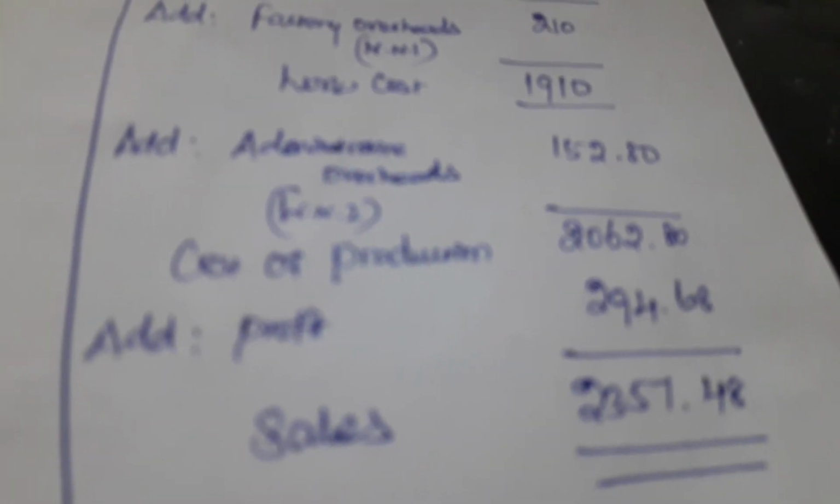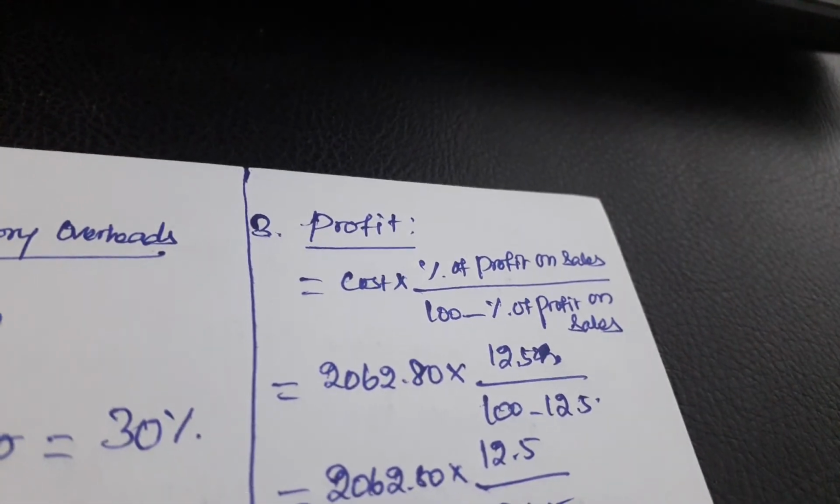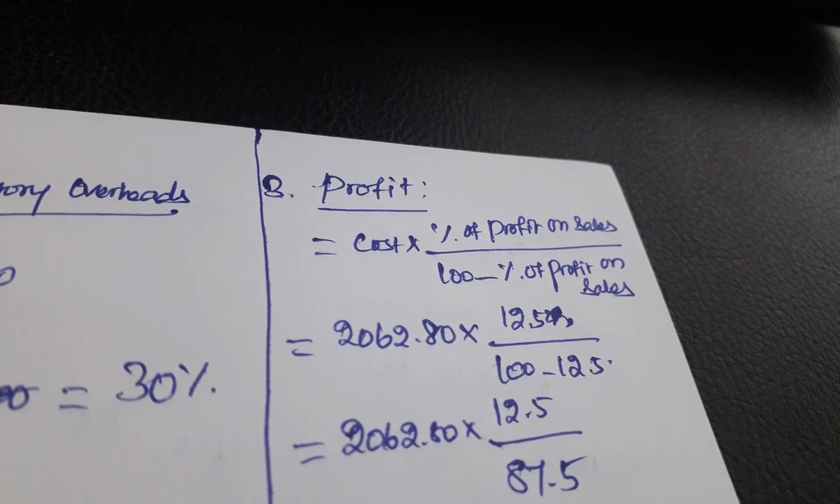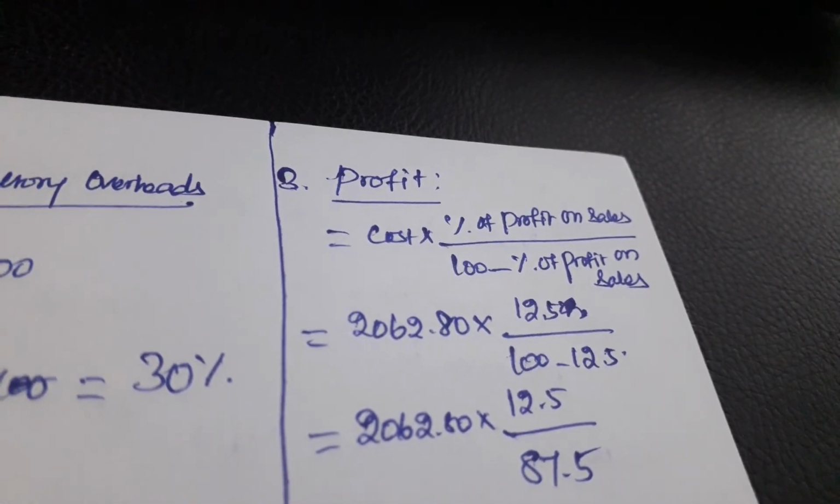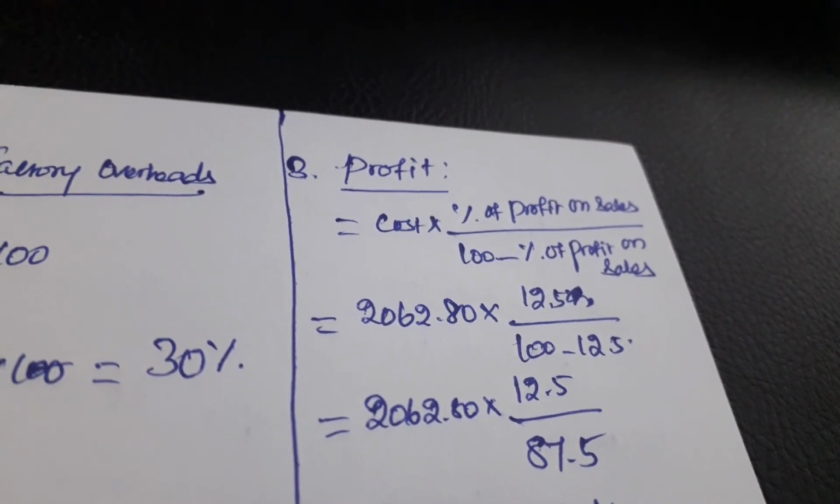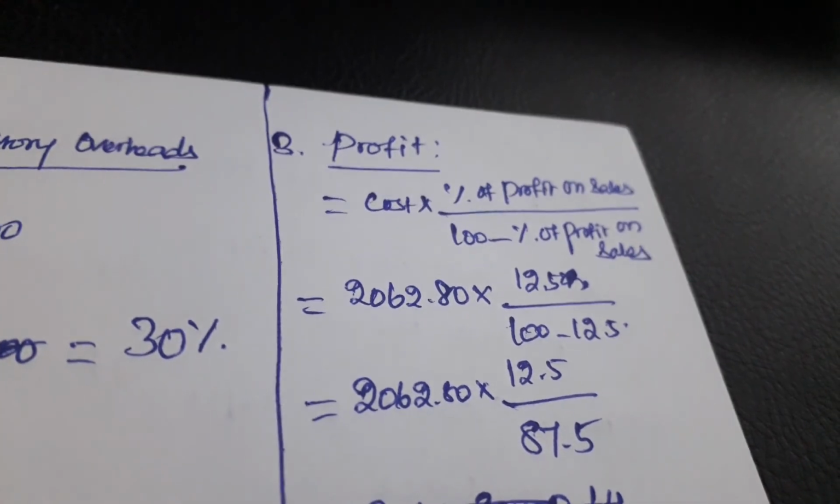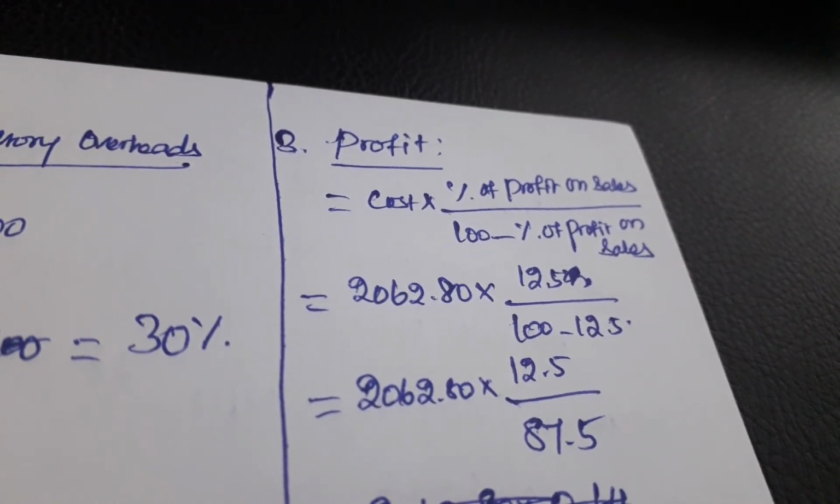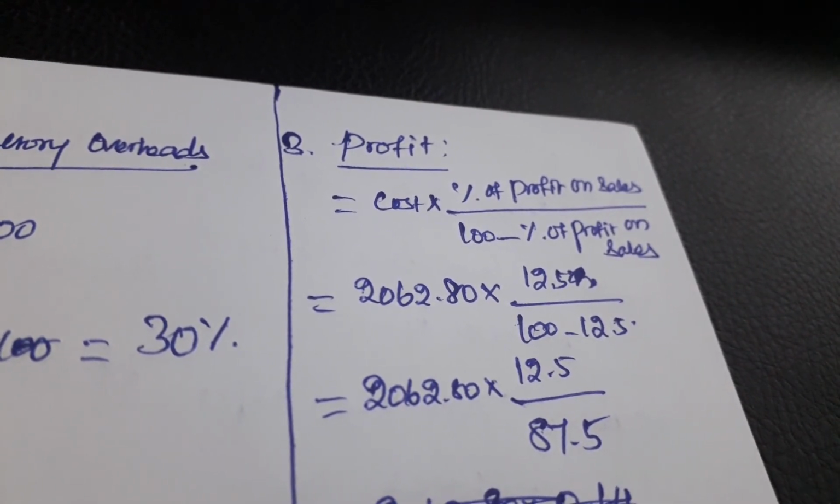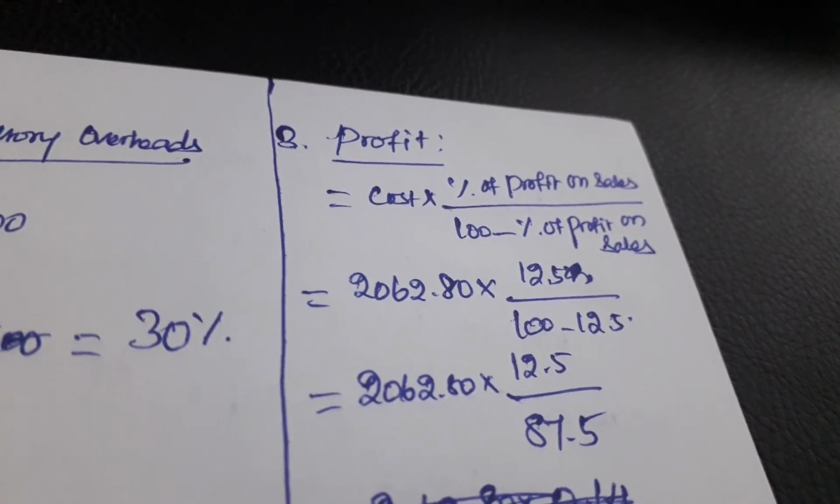Now we need to calculate the profit, but here is a small formula to calculate the profit. We need the cost of production, right? That is the total cost, because we don't have selling and distribution costs. So it is the final cost for calculation of profit. Cost into the percentage of profit on sales, divided by 100 minus the percentage of profit on sales.